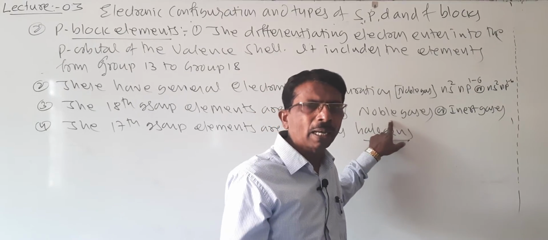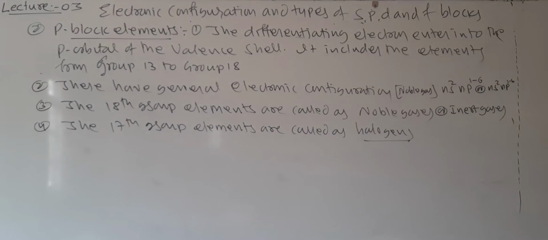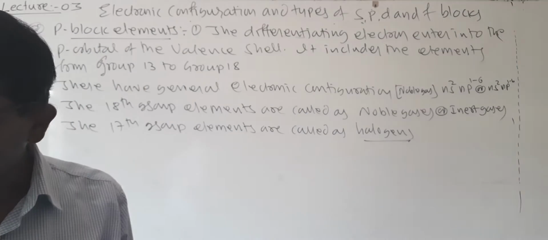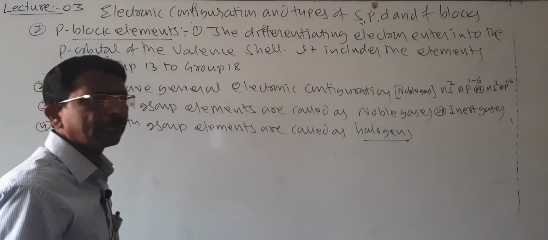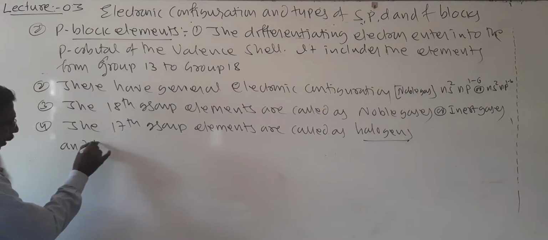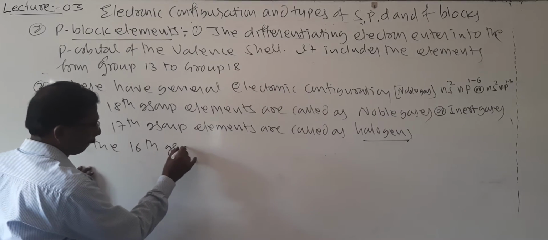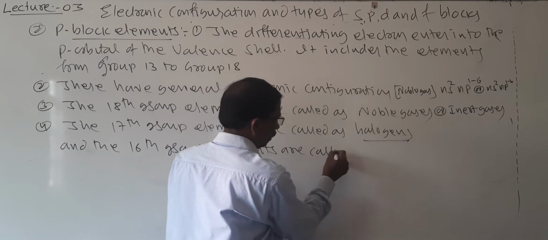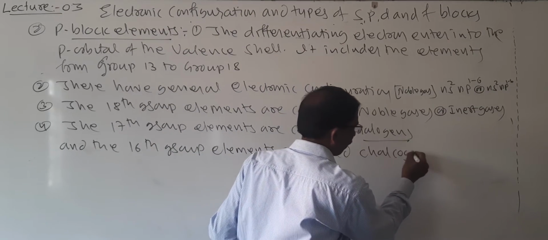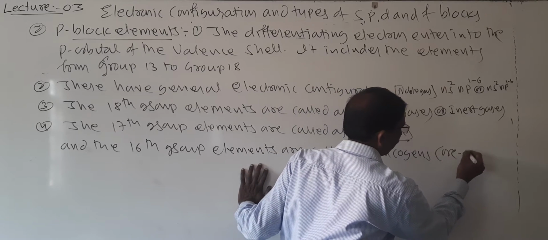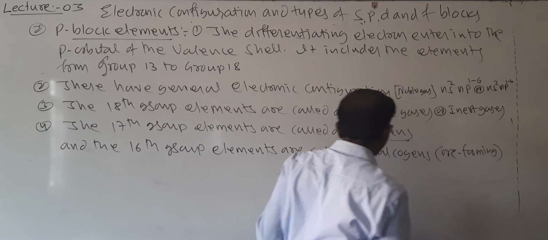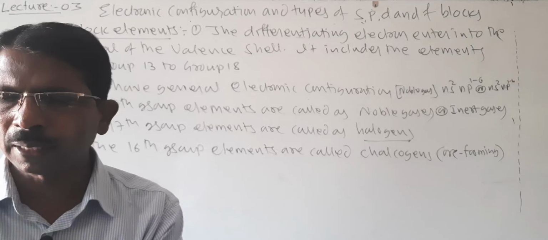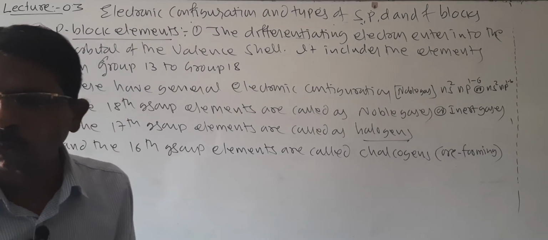Remember, noble gases are less reactive and these are highly reactive. So here the 17th group elements are called as halogens and these are highly reactive. And the 16th group elements are called chalcogens. Ore forming. These are called as ore forming. It is also called as oxygen family.